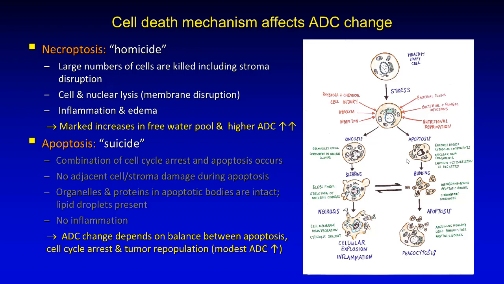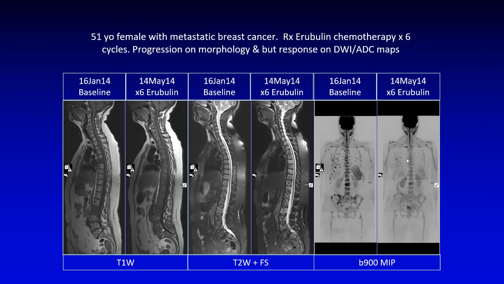So in the homicide mechanism, lots of cells die, as a result of which there's stromal breakdown, there's edema, and it looks different on diffusion imaging and morphological imaging. So that patient is responding. All of you can see that. Yeah, the signal intensity has gone down. I'll show you the ADC in a minute, but you see how the T1 looks like it's getting worse. This patient is responding, but the T1 looks worse. And that's because of edema.